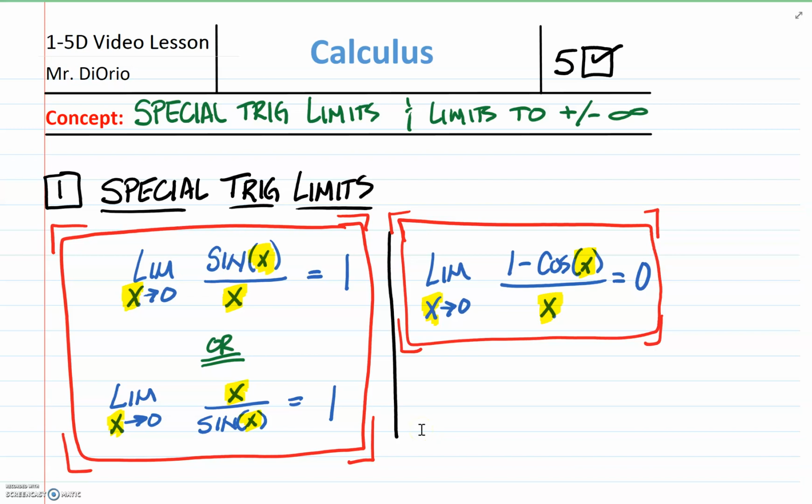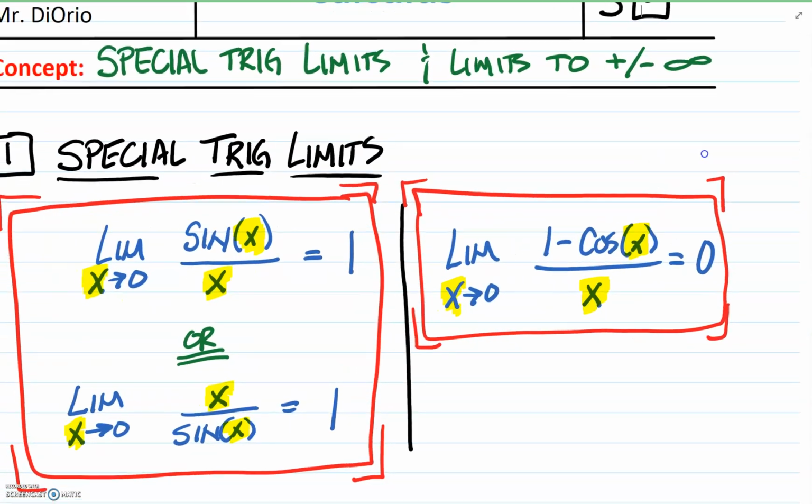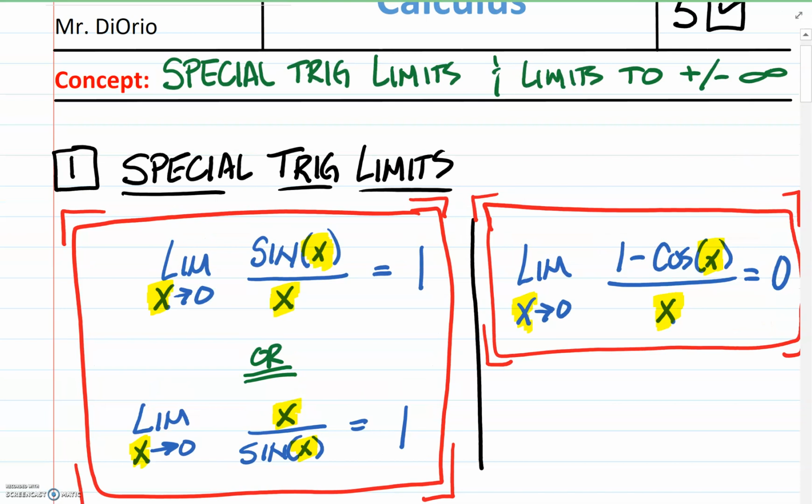Okay, here is calculus video lesson 15D. We're talking about special trig limits and limits to positive or negative infinity. So here we go. Box number 1 is all about these special trig limits that we need to have at the ready. There are 2 of them.